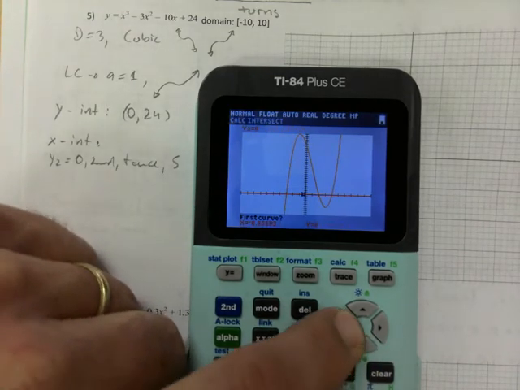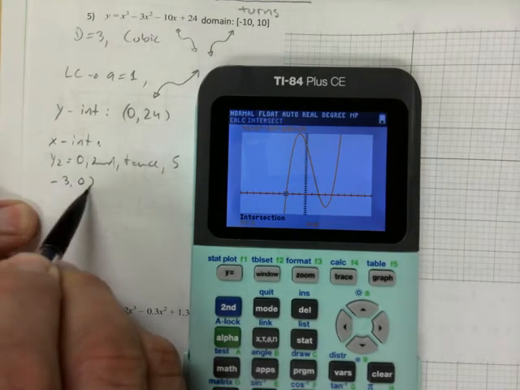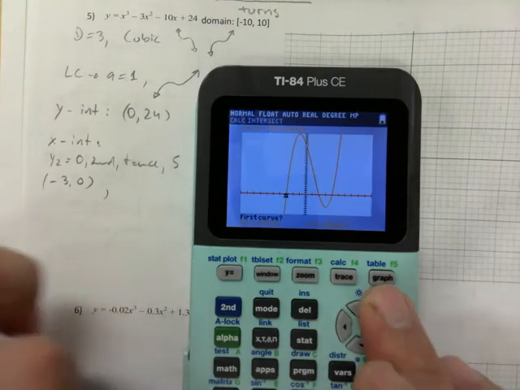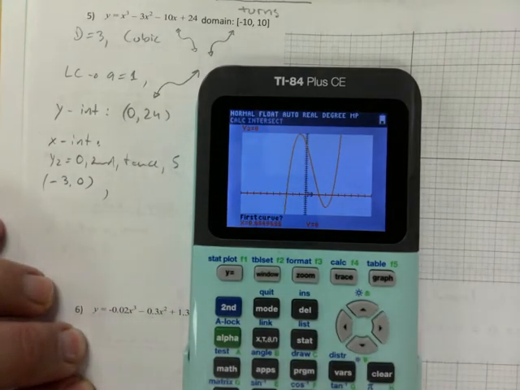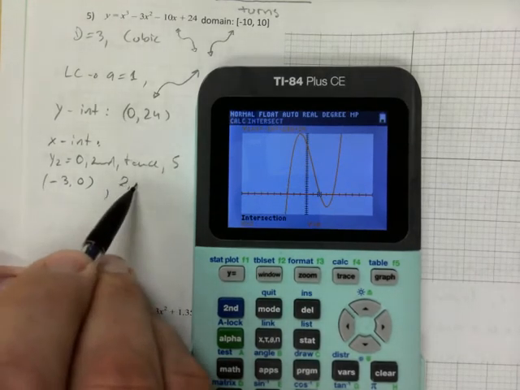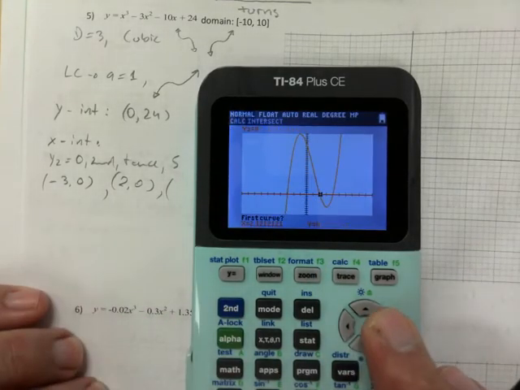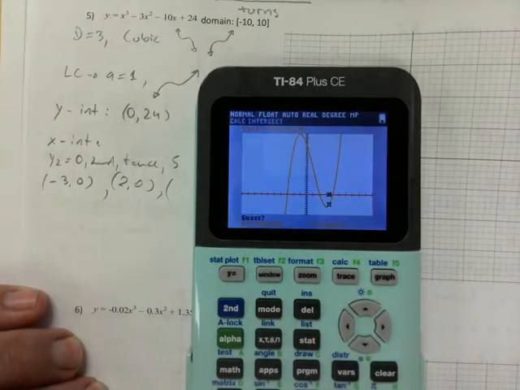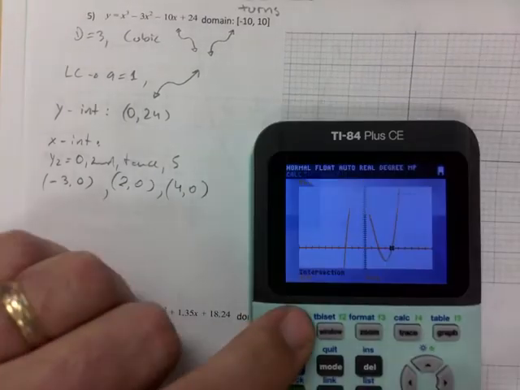So I'm going to jump, and I'm just going to go along that red line. Enter, enter, enter, and that's negative 3, 0. Right. And then second trace 5. I'm going to jump lines again and go right to the next one. Enter, enter, enter, and that is 2, 0. And I'm going to find my third one, second trace 5. Go to that one, enter, enter, enter. That's 4, 0. I know it's hard to see, so apologize for that.